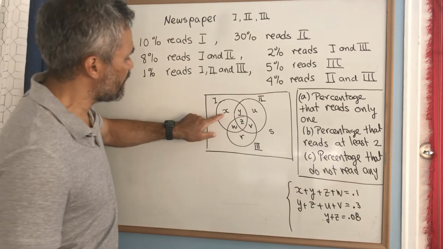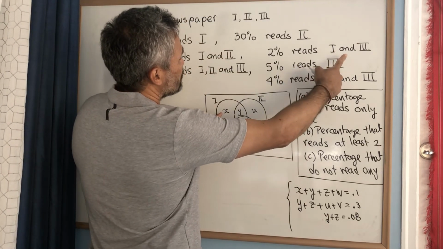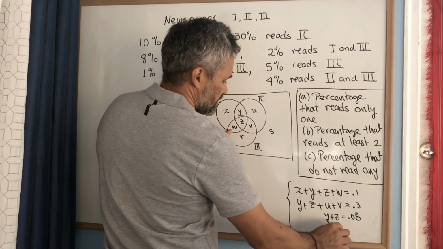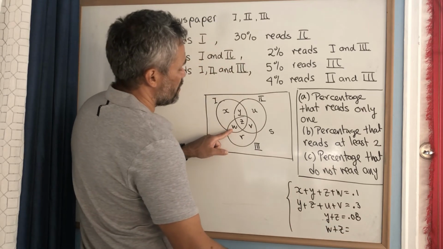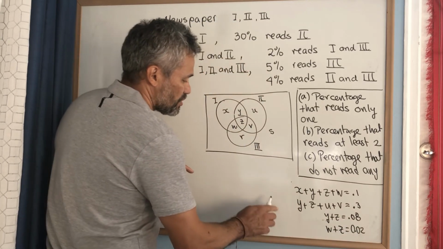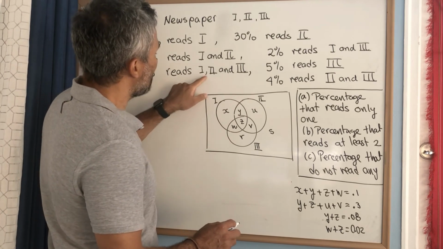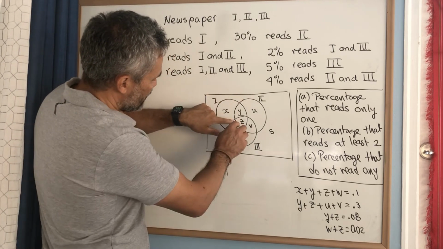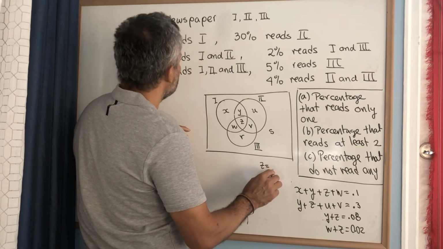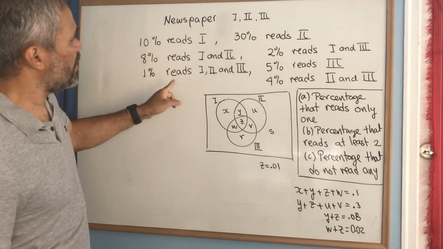What else do we have? 2% read 1 and 3. 1 and 3 is W plus C, which should be equal to 2%, 0.02. Let's continue with the questions. What else? 1% reads 1, 2, and 3. 1, 2, and 3 is this region here. And then we have that C is 1%.